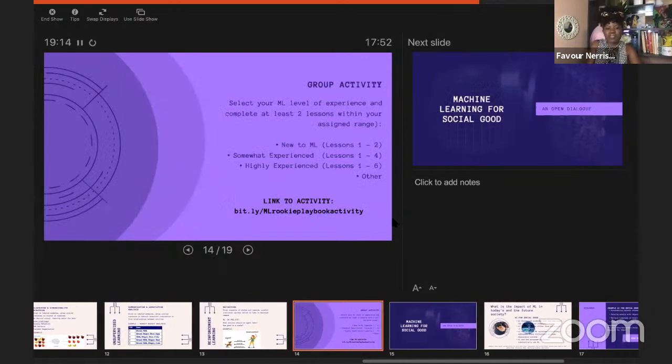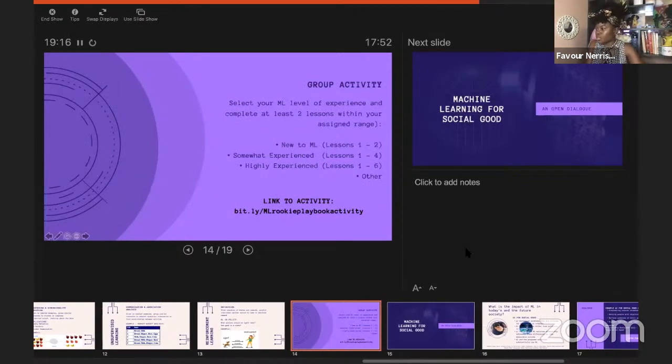And so now we have this group activity. If you could select what your level of experience in machine learning is and complete at least 2 lessons within your assigned range. These lessons take no more than 5 minutes. So even though it says it's a lesson, I promise you it's not long at all. I just want you all to be able to see what using machine learning feels like and have some experience with it by the end of this, and to go through a data set and all that good stuff. So yeah, select your level of experience and try to complete at least 2 lessons within those lesson ranges.